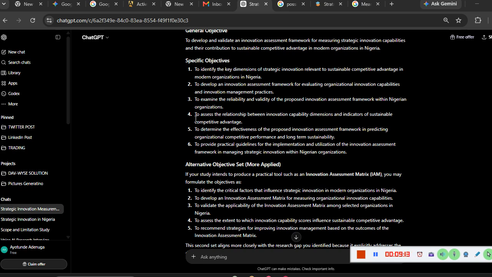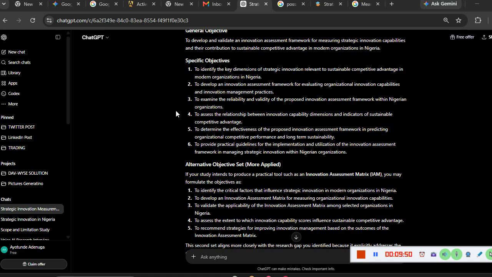Now this is where you see that two persons can be working on the same project topic, but their direction is different. Two different individuals can work on the same topic, and one is testing the variables against each other, while this one is building an assessment framework around innovation and sustainable competitive advantage, which enables you not just to implement but also to evaluate and monitor.